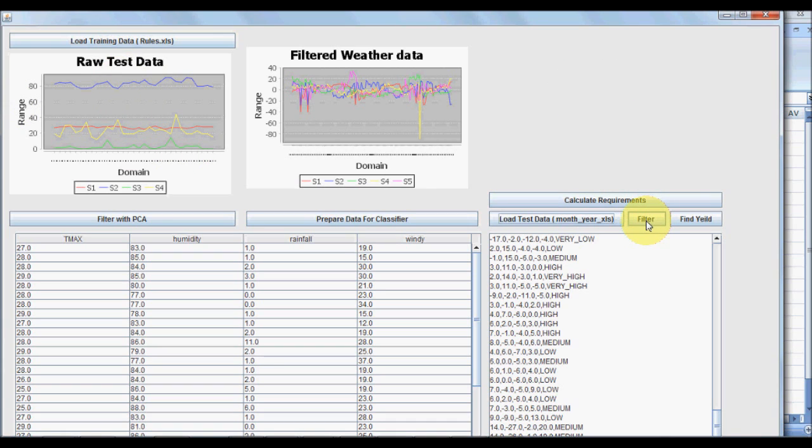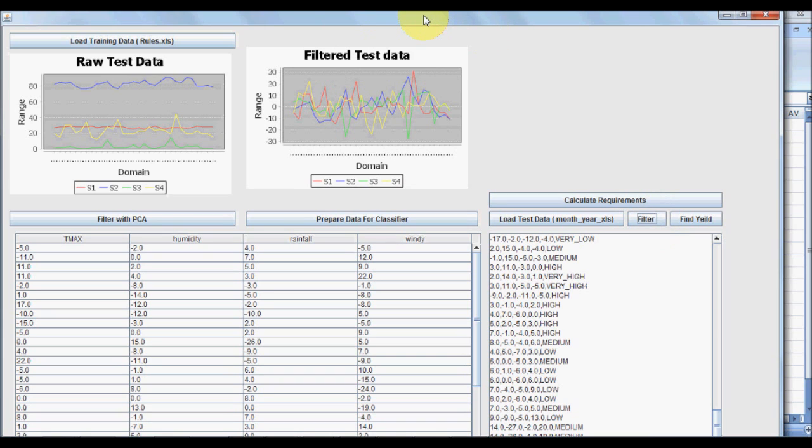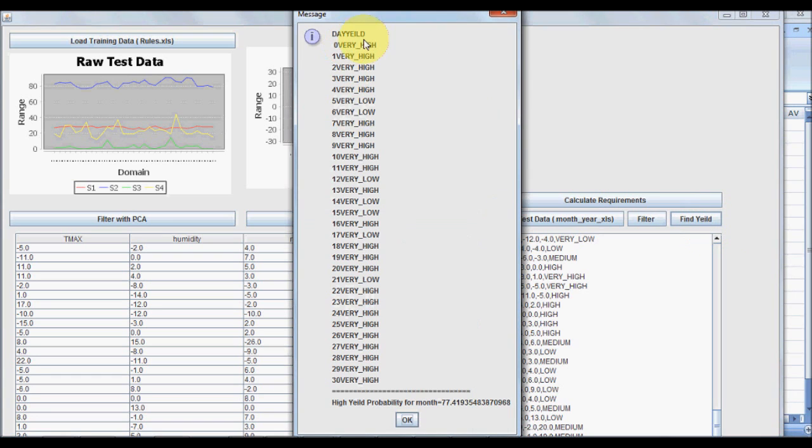Let's filter this data. You can quite well see that it's high humidity, because August is more specifically a rainy month, so humidity is quite high. Let's filter this data. So this is our filtered data, and now let's find the yield. When we click on finding the yield, day by day it tries to find the percentage of yield. Because the month of August has quite heavy rainfall and humidity, on many days the possibility will be low, because the percentage of disease will be very high.